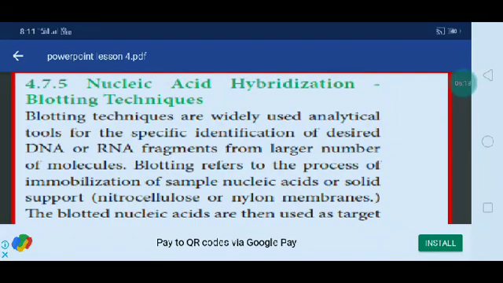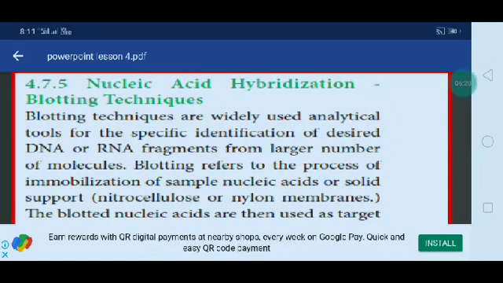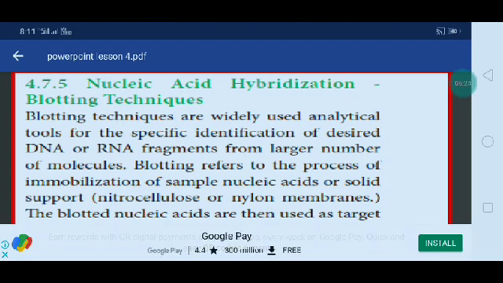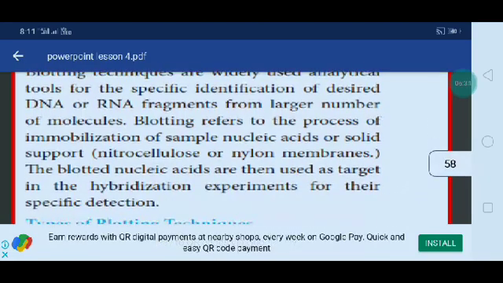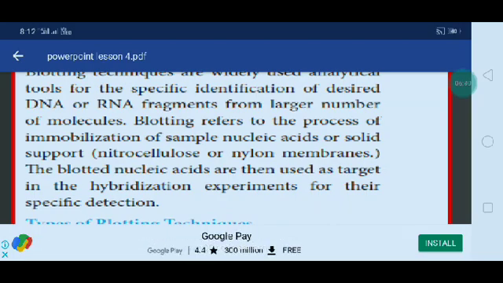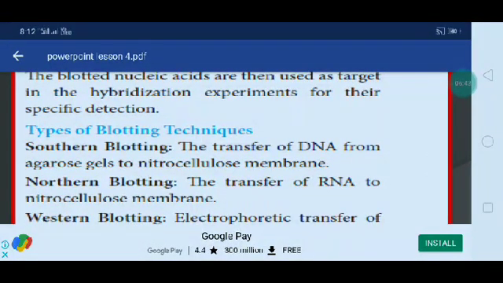Blotting techniques are widely used as analytical tools for the specific identification of desired DNA or RNA fragments from a larger number of molecules. Blotting refers to the process of immobilization of sample nucleic acids on solid supports, nitrocellulose or nylon membranes. The blotted nucleic acids are then used as targets in hybridization experiments for their specific detection.